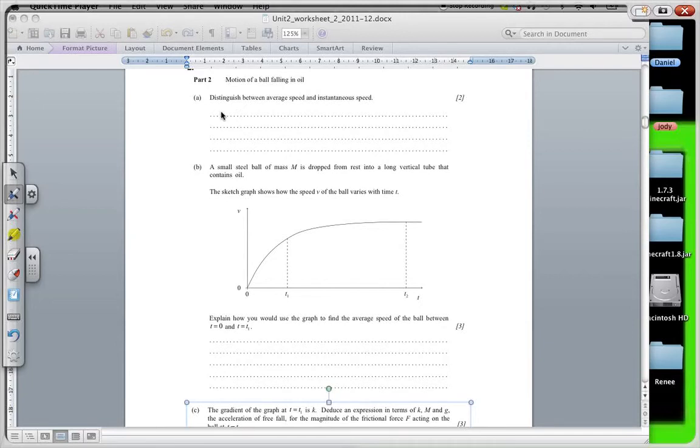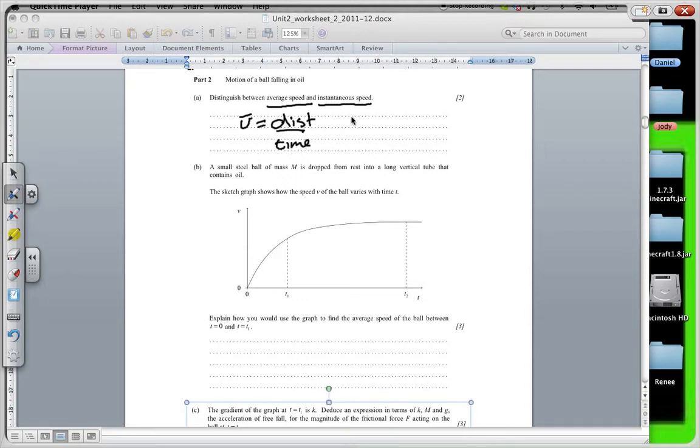Fine, so here we can go with the second question of the Unit 2 worksheet, which is talking about motion of a ball falling in oil. The first question was to distinguish between average speed and instantaneous speed. So we know average speed is the distance traveled divided by the change in time, the time taken. So it's over quite a large period of time. Your average speed, you would need to write this out in full, is basically your distance divided by the time.